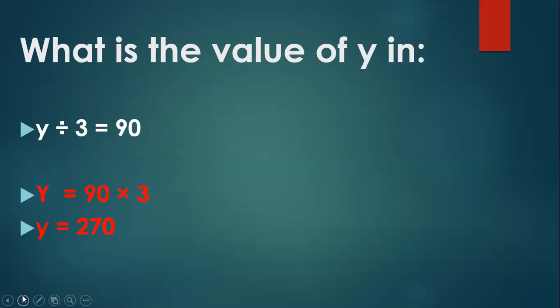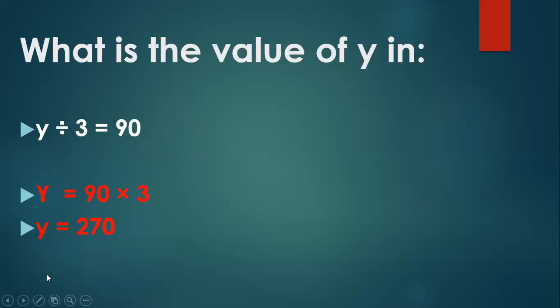Someone can also ask you a question like this: a number y divided by 3, your answer is 90. So what is this y? Remember, this is a number, this is also a number. I need to move this 3 to the other side. And I told you it is the opposite. If it is addition, it will be subtraction. If it is subtraction, it will be addition. But if it is division, it will be multiplication. So y is the same as 90 times 3, and your y is equal to 270.